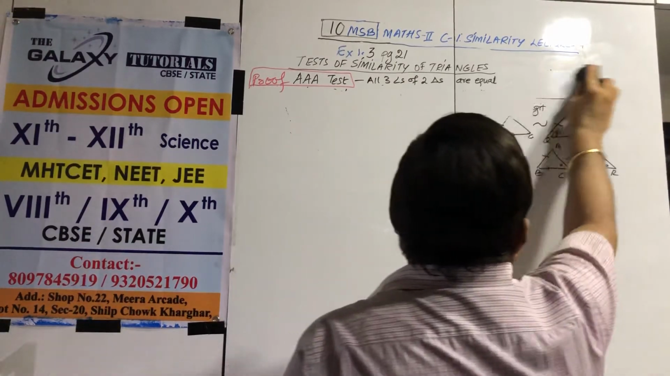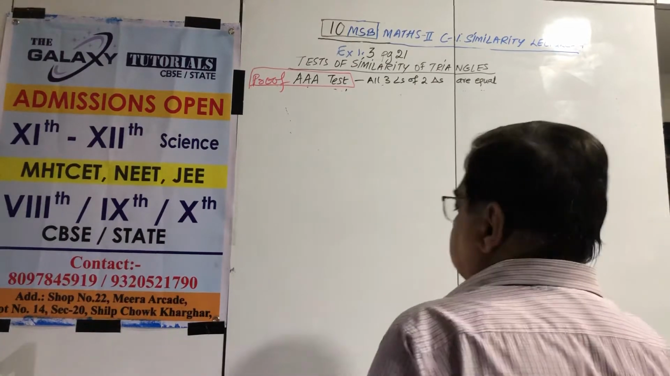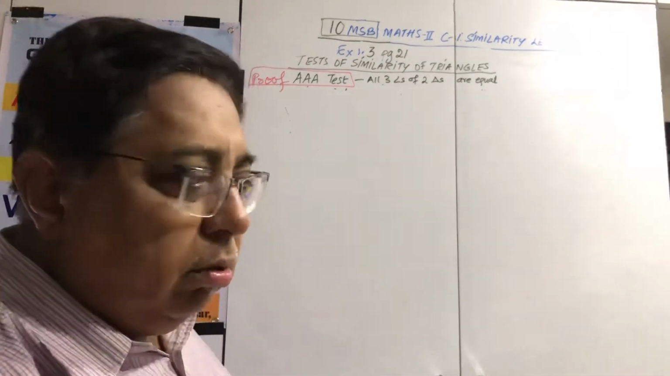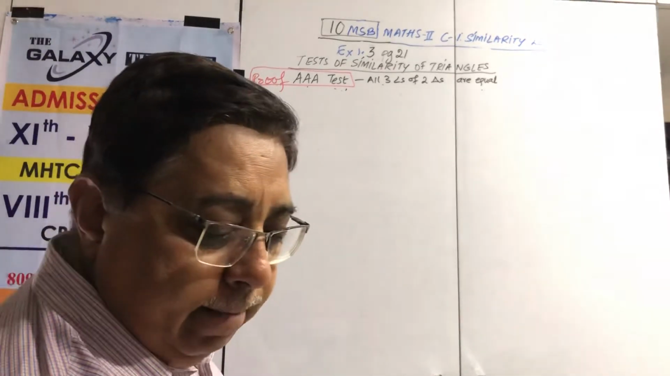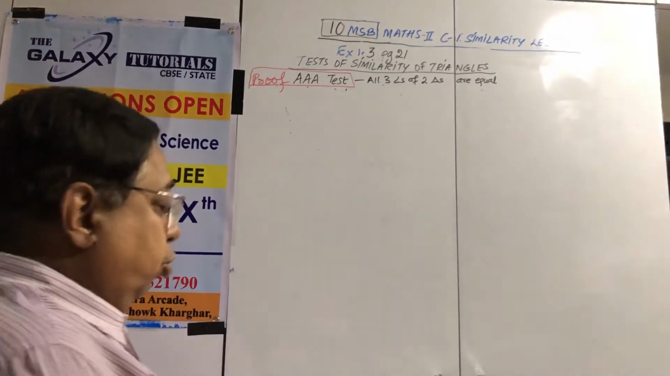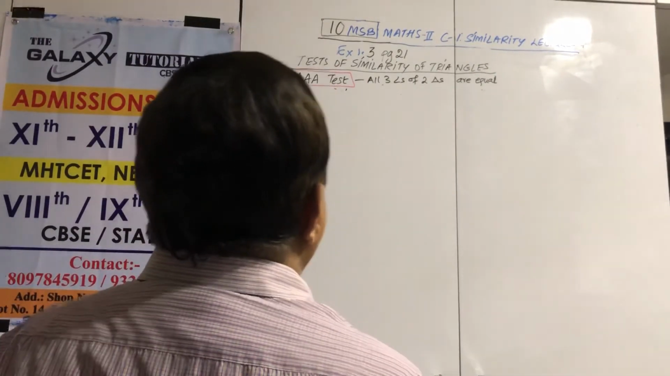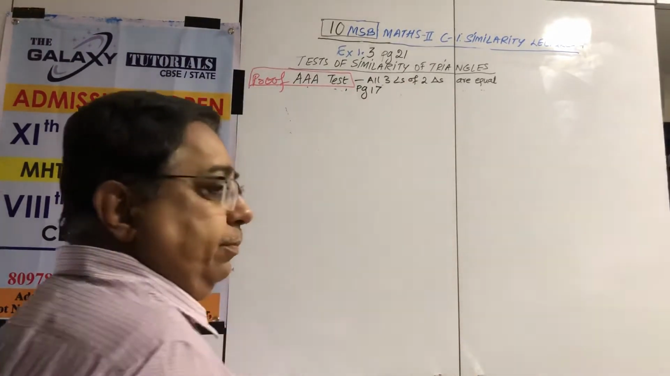Remember the test. Don't create your own similarity tests. Tests are fixed. Don't make ASS an ass out of you. Okay? They are fixed. You cannot change. So, we will see the proof of AAA test given on page 17. This is page 17 of your textbook.